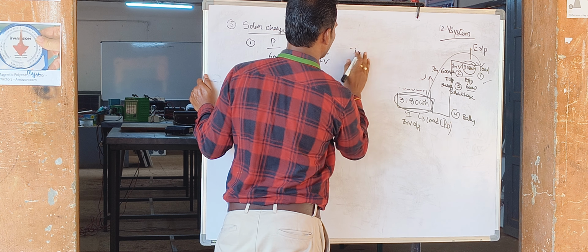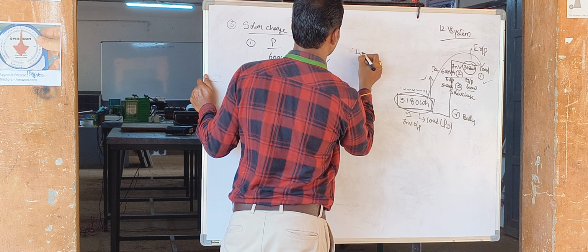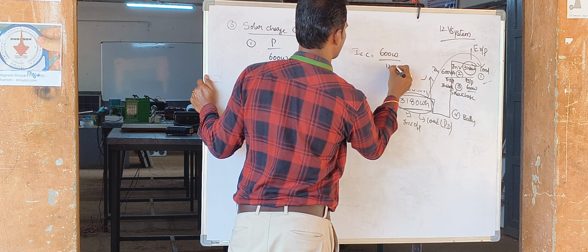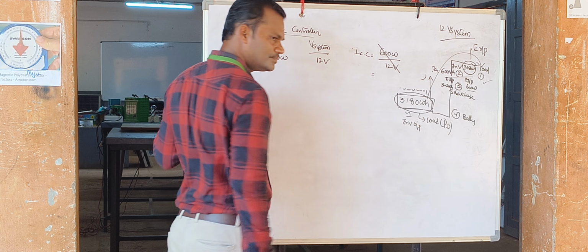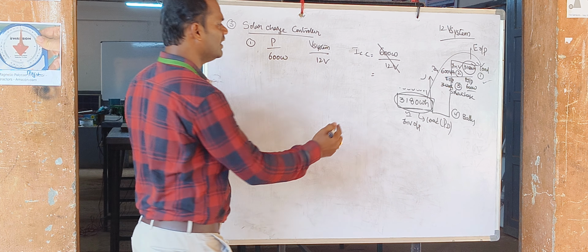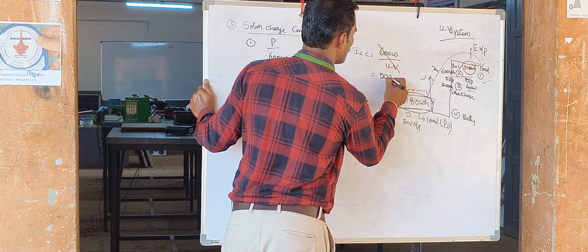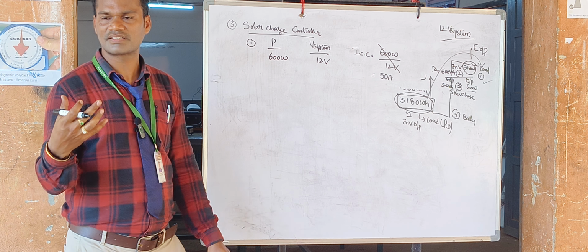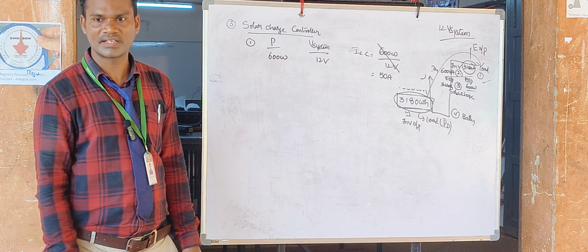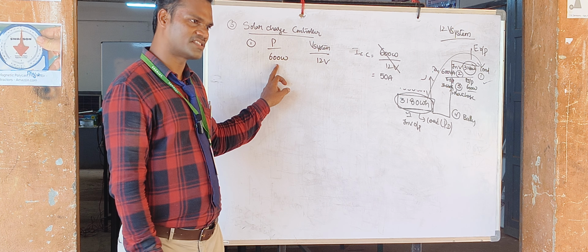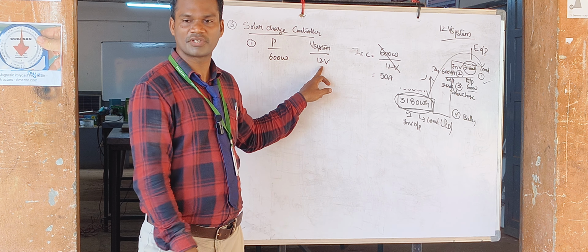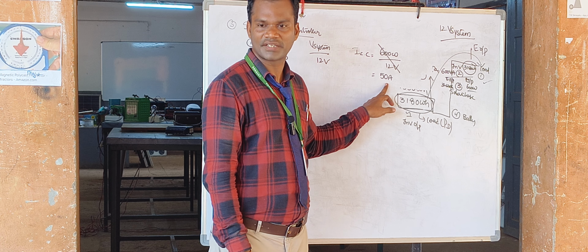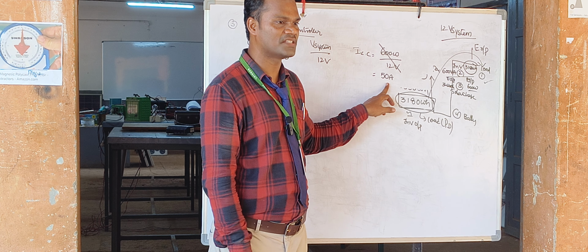Therefore, what is the system current required by this charge controller? It is 600 watts divided by the voltage, 12 volts, which is 50 amperes. Now you should go to the market and select a charge controller. If you ask for an off grid inverter, they will ask what is the rating of the inverter? 600 watts. What is the system voltage of your inverter? 12 volts. And how much current it has to withstand? I want a minimum current of 50 ampere. The maximum current it has to withstand is 50 amperes.